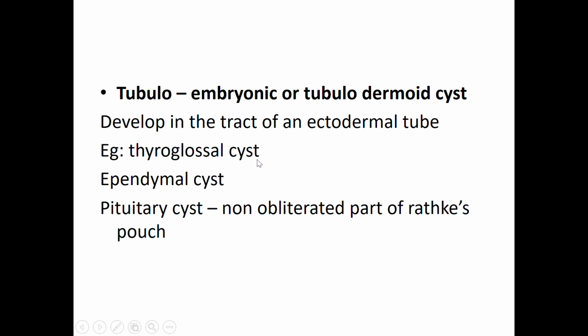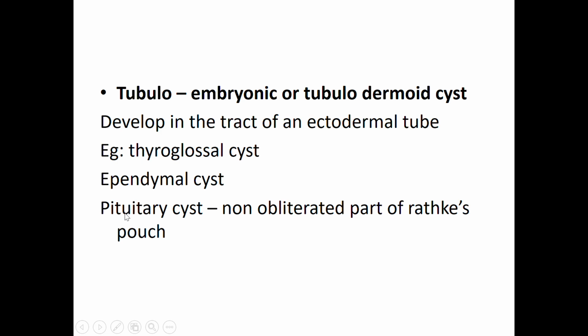Now sometimes after the thyroid gland has shifted from the tongue and come down in the neck, in this particular tube, some of the cells can start proliferating and lead to the formation of a cyst. That is the example of thyroglossal cyst. Similarly, you have ependymal cyst. This structure is related to the ventricles in the brain, so it is derived from the ventricular structures.